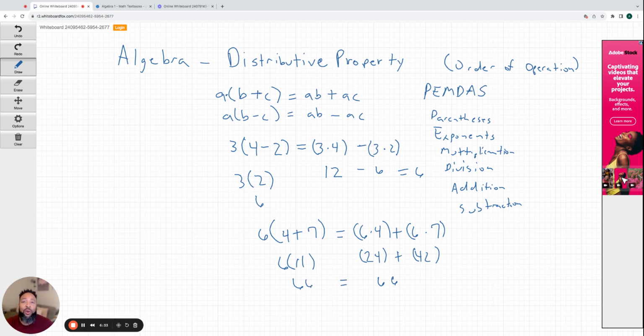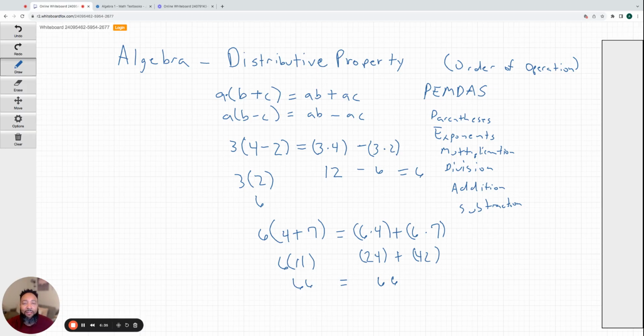So this is showing you the distributive property. I've also shown you order of operations, and shown you multiple ways you could get the right answer so that you see how this works. I hope this helps, and we'll see you in the next video to discuss another property.